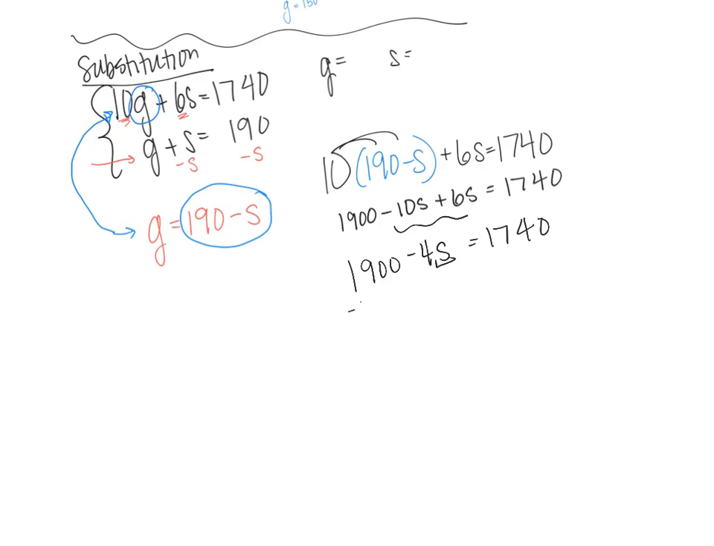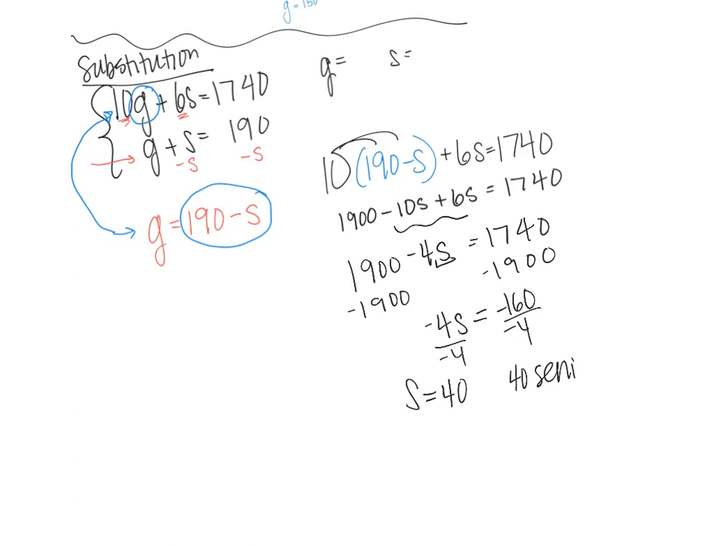Still trying to solve for S. I'll move the 1900 over. So I have negative 4S is equal to 1740 minus 1900, this sounds really familiar, negative 160. Divide by negative 4, and again we're getting S is equal to 40. So that means there are 40 senior tickets that were sold, which matches what we just said earlier.